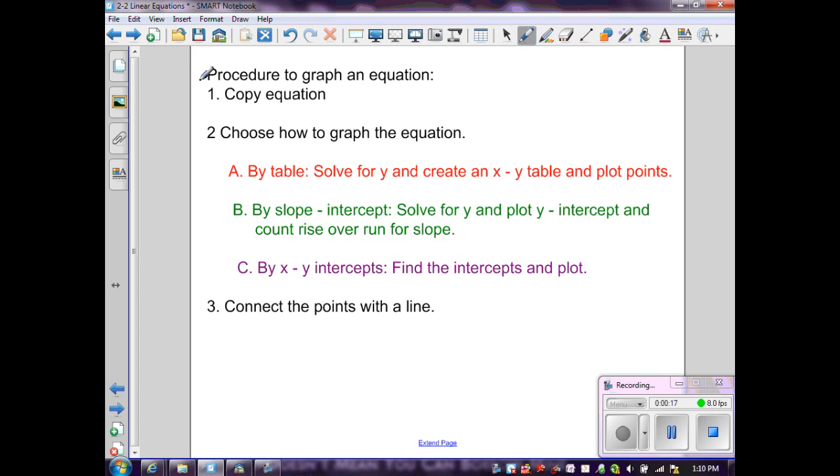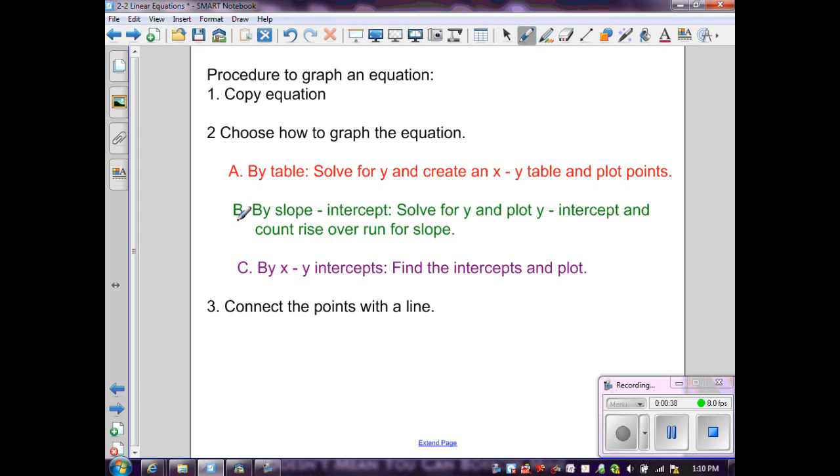Section 2.2 continued, graphing equations. Here we have the procedure to graph an equation. Number one, we want to copy the equation. Number two, we have to choose how to graph the equation. In other words, we can graph the equation by creating a table. If we chose that, we would solve the equation for y, create an xy table, and plot the points.